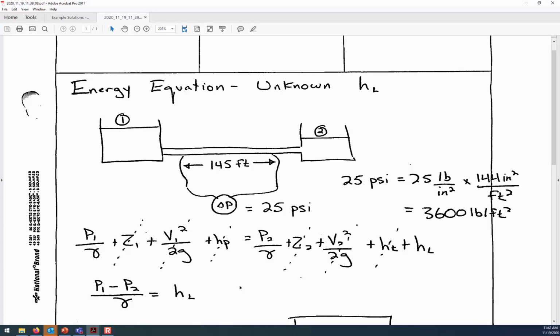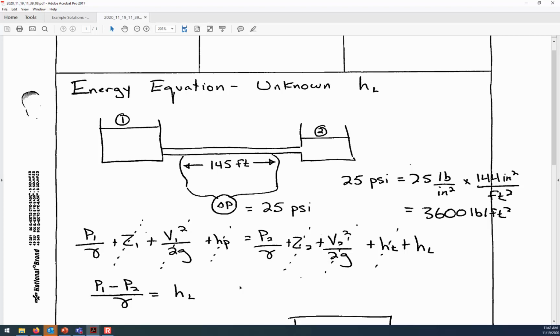So the head loss that occurs is due to pipe friction, and the way that pipe friction is taking its toll is by reduced pressure. The pipe friction doesn't make the water velocity less at location 2 than it is at location 1. And this is a really important point.